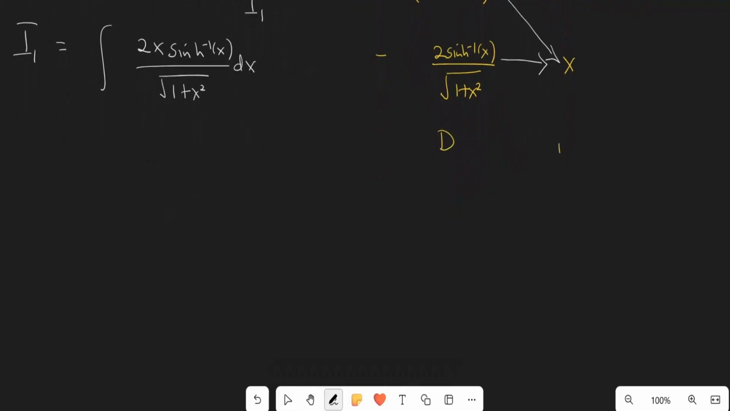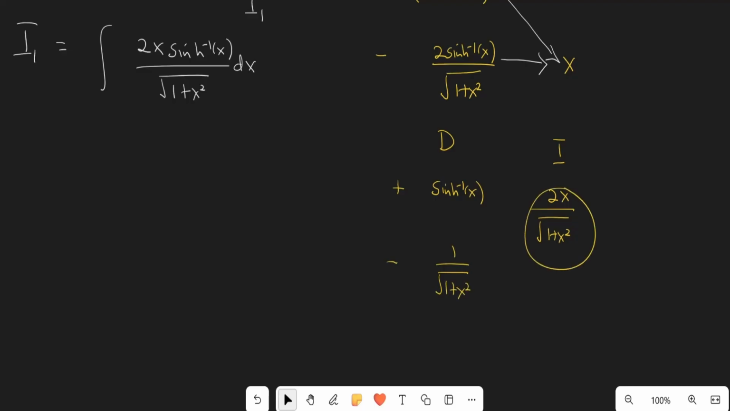Let's go again. D for differentiation, I for integration. Here what I'm going to differentiate is the sine hyperbolic inverse of x. This is plus, next is minus. And what I'm going to integrate is 2x divided by the square root of 1 plus x squared dx. Differentiating the sine hyperbolic inverse of x is 1 over the square root of 1 plus x squared. This is what we have.